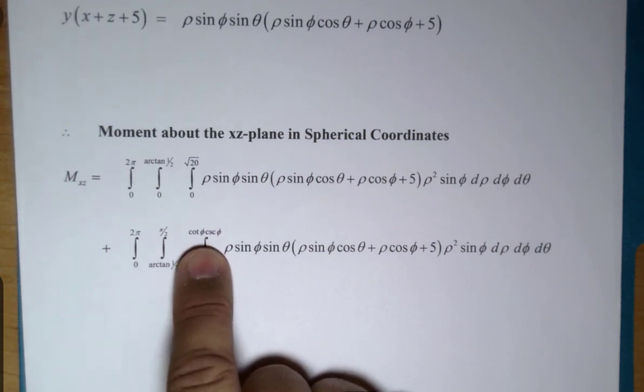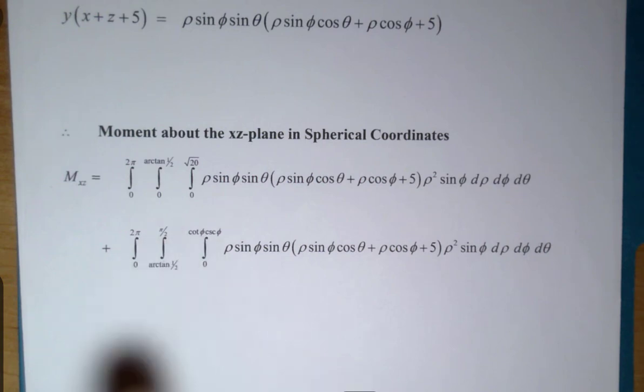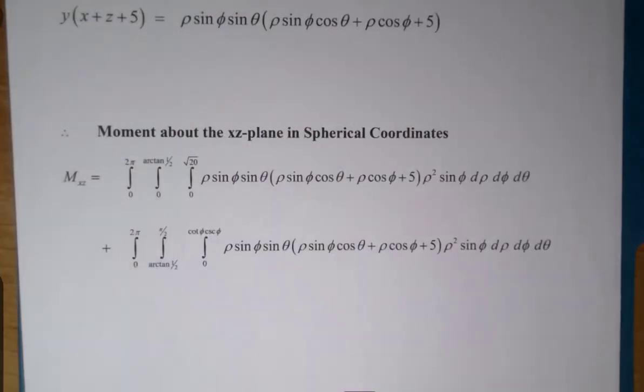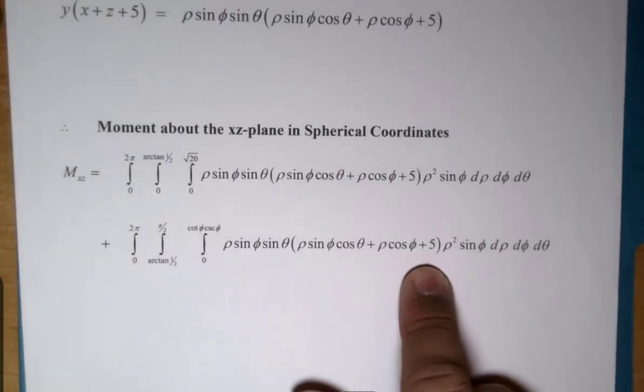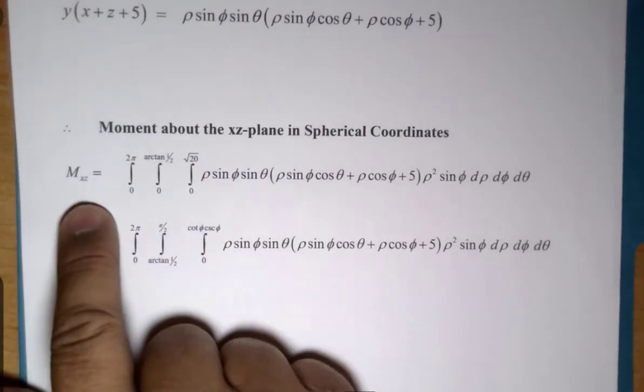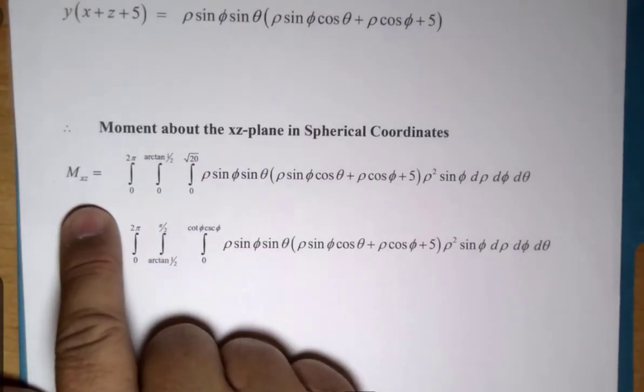Well, cotangent phi cosecant phi is what I call this dilemma. Which one do you want to write down? Cotangent, cosecant, or cosine over sine squared, all of phi? I chose to write it without the fraction so it would be more readable, and the same body of our integrand. It would take these two together to calculate the moment about the xz plane.